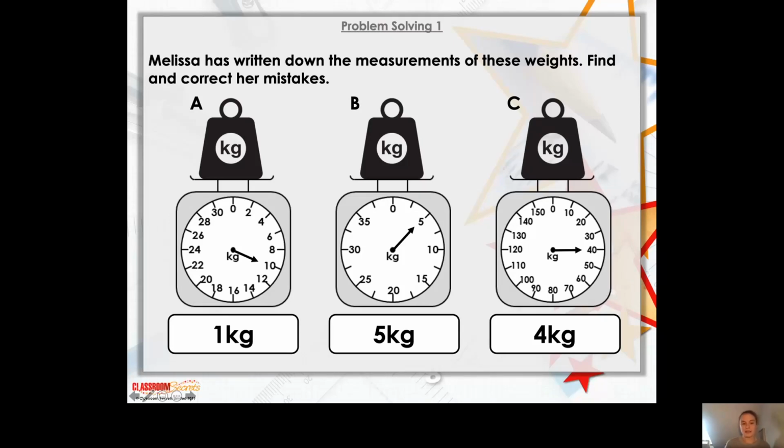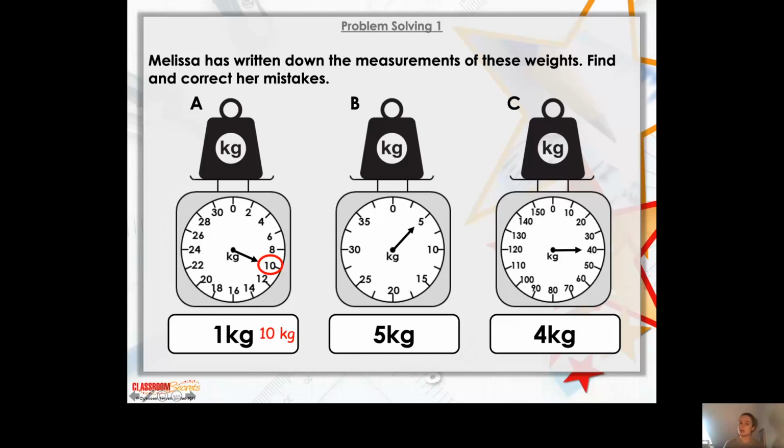Well, we can see in A that the arrow on the scales is pointing to the 10. Okay, now, has Melissa said that it weighs 10 kilograms? Well, no, she hasn't, has she? She said that it weighs 1 kilogram. So there we go. We've already found Melissa's first mistake. Rather than this being 1 kilogram, it is actually 10 kilograms.